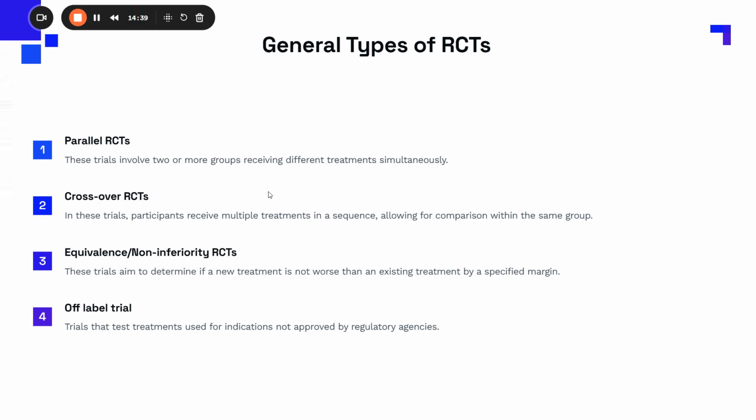Whereas off-label trials, you might have heard a bit about this a lot during the COVID time, in which a lot of drugs were being tested for COVID-19 treatment. They had not been researched for treating COVID-19, but at that time there was a drastic need for certain drugs which could be utilized for treating COVID-19. So those kinds of studies in which the drug is being used for some other indication which has not been approved by the regulatory agencies are known as off-label trials.